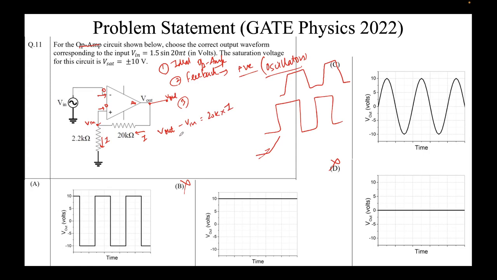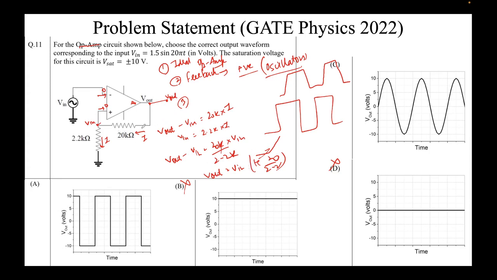Now apply Ohm's law across this resistor: V in equals 2.2k times I. So I place the value of I from here to here. I get V out minus V in equals 20k times V in over 2.2k. This gets cancelled out, so V out will be V in times 1 plus 20 upon 2.2. Remember, these are in phase, so if V in is positive, V out will be positive, because we have a positive feedback. Oh wait, did I do something wrong?